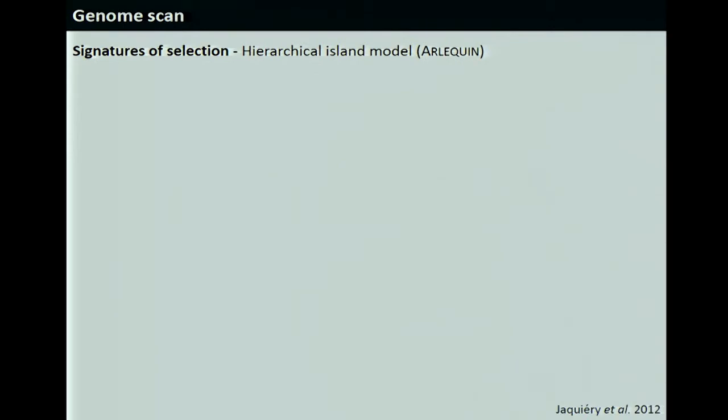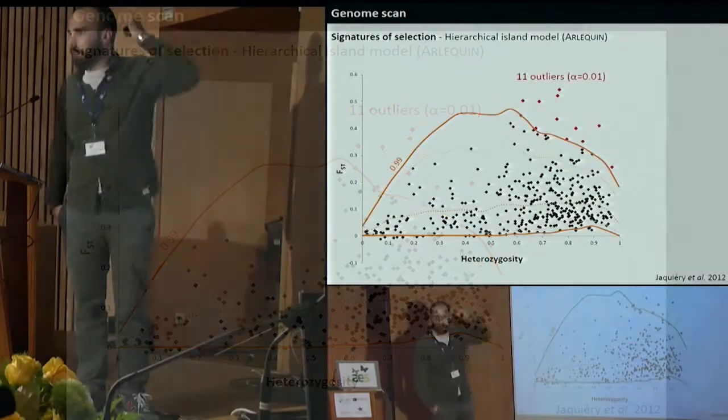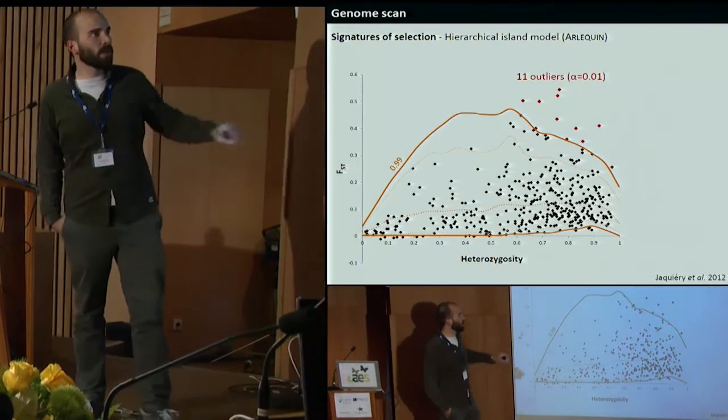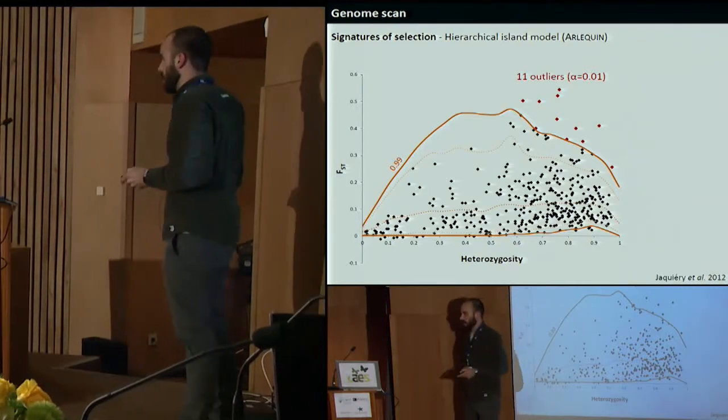We then performed a genome scan based on the model developed in Harlequin. And these are the results. The black dots are the 400 microsatellite markers. We worked with a 99% confidence interval, and we identified 11 outlier loci at this risk.